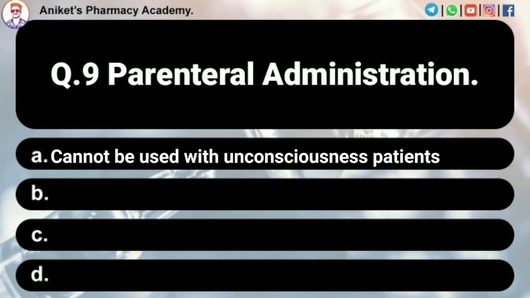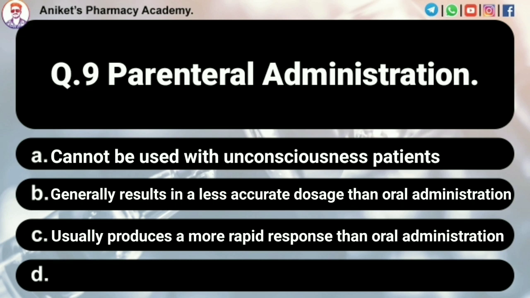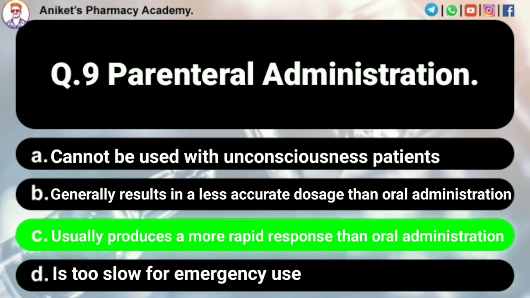Question number 9. Parenteral administration. A. Cannot be used with unconscious patients. B. Generally results in a less accurate dosage than oral administration. C. Usually produces a more rapid response than oral administration. D. Is too slow for emergency use. Answer is C. Usually produces a more rapid response than oral administration.